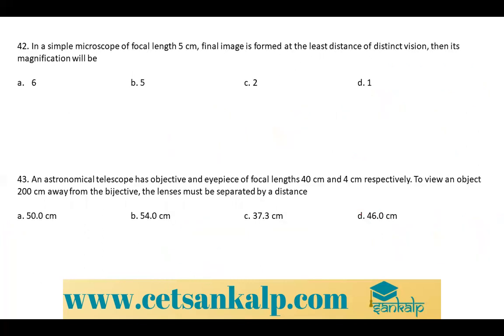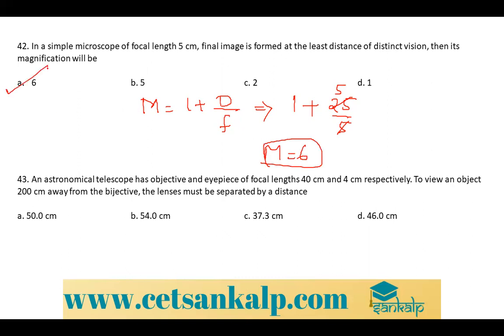Next problem. In a simple microscope of focal length 5 centimeter, the final image is formed at the least distance of distinct vision. Then its magnification will be? So you have the formula M is equal to 1 plus D by F. So 1 plus 25 by 5. 25 by 5 is 5. So M is equal to 6. Option A.